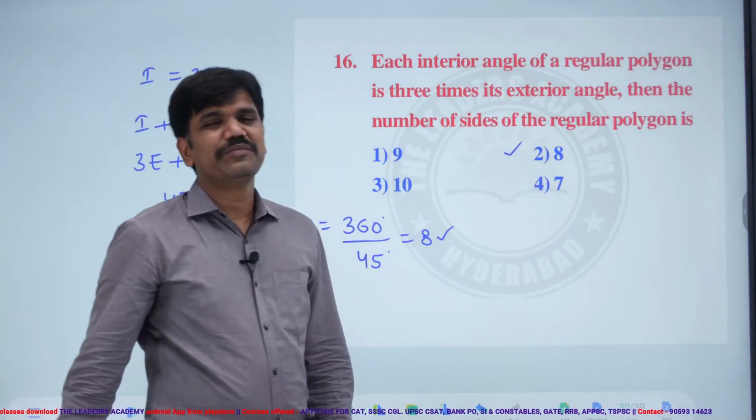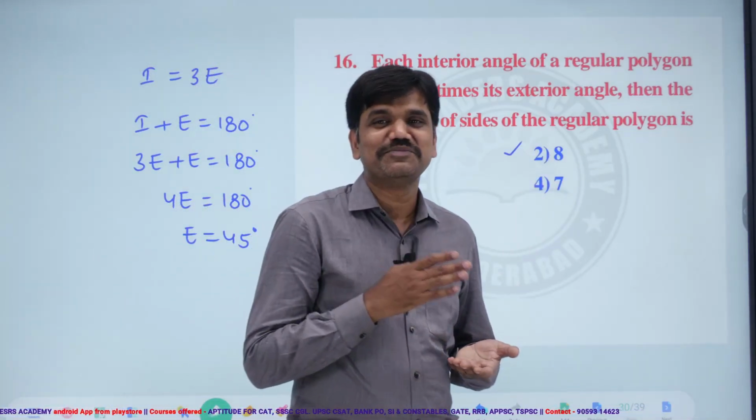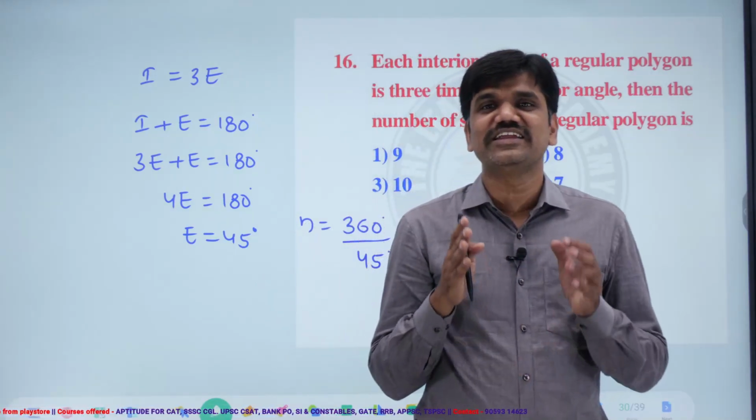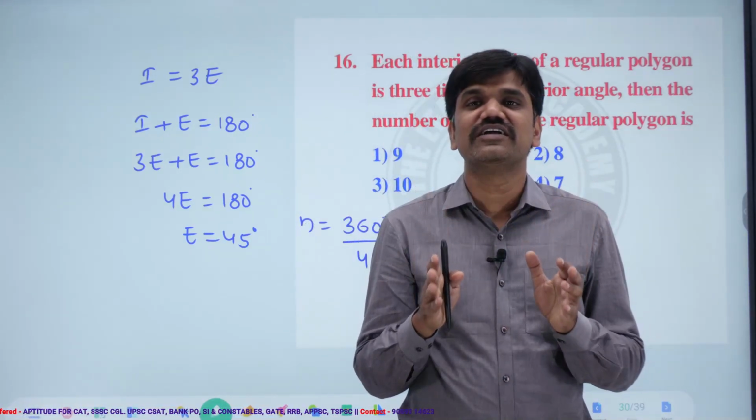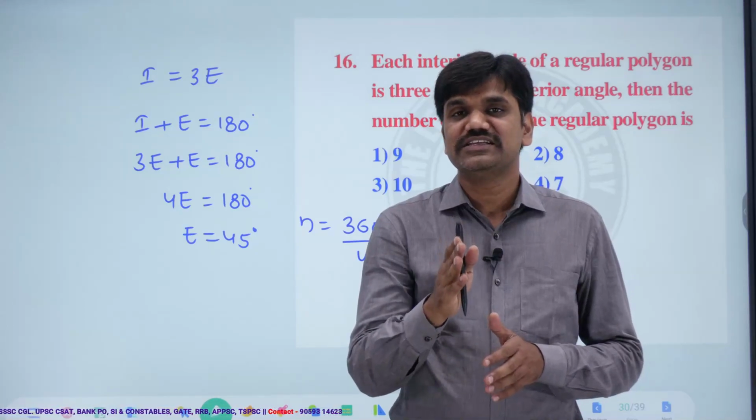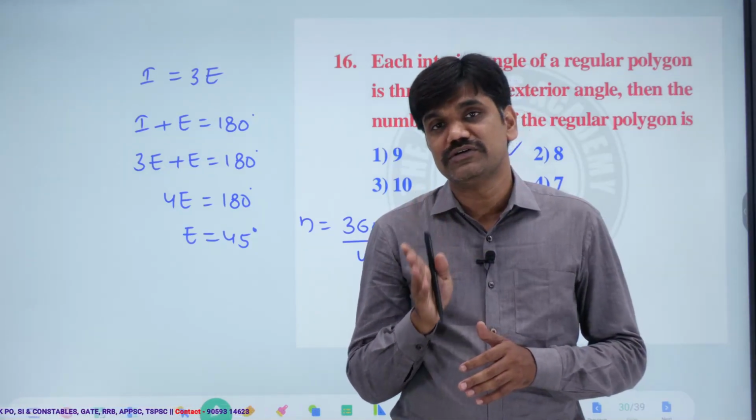Hence the number of sides is 8. So we are making use of only one property here. The sum of interior and exterior angle in a regular polygon is always 180 degrees. That is the property we are making use of.